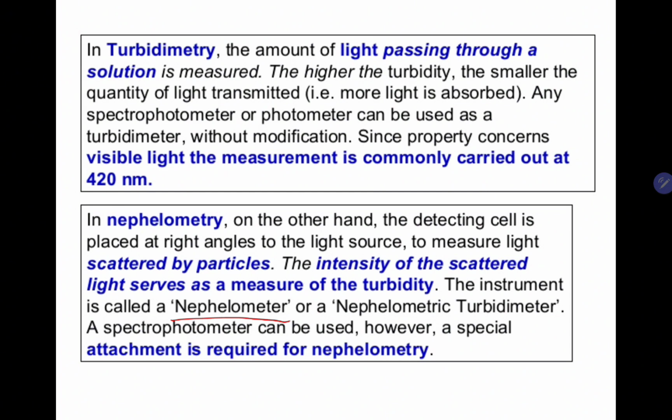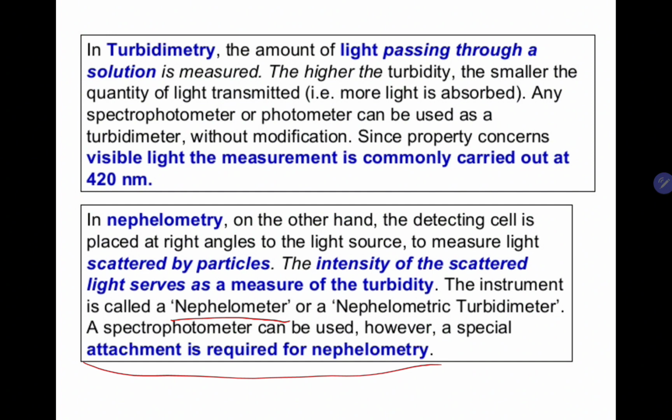Aside from its principle, it is used in conjunction with your spectrophotometer. So how does this work? Remember, your spectrophotometer can be used as a turbidimeter, right? So if you want to use nephelometry as well, you need a special attachment. It is attached inside the machine. It is placed there.